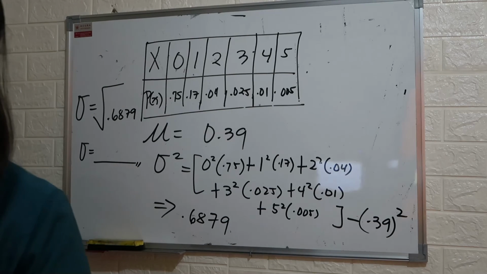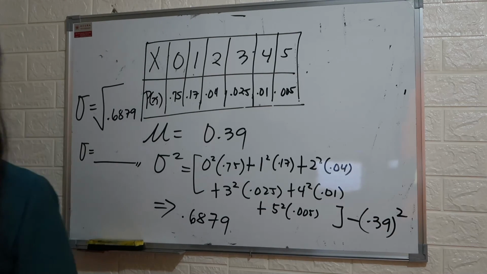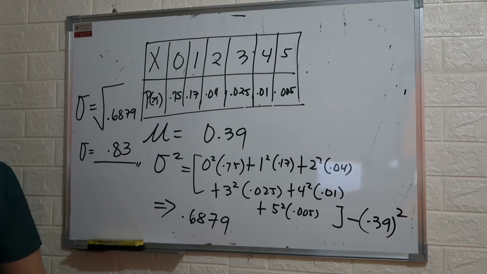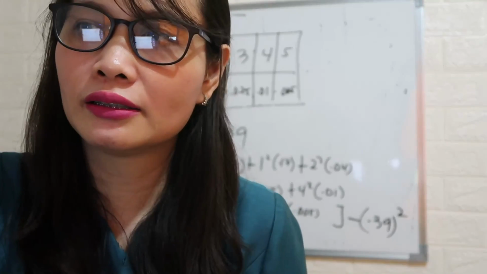What is the standard deviation? To 2 decimal places, 0.83. Okay, 0.83. Question, is it clear, people? Is it clear? Yes.